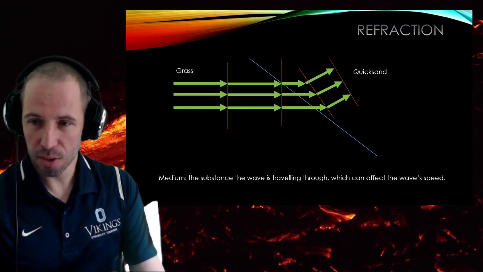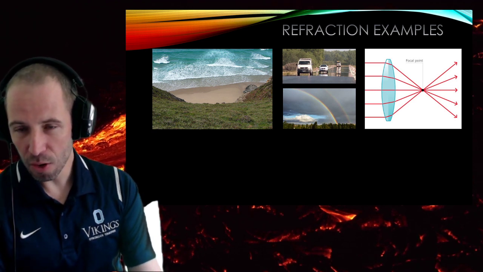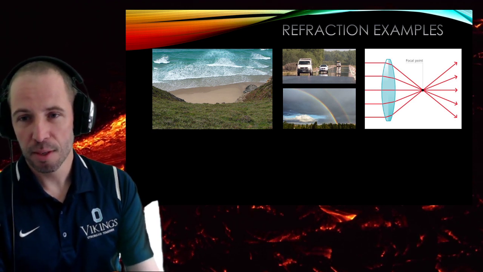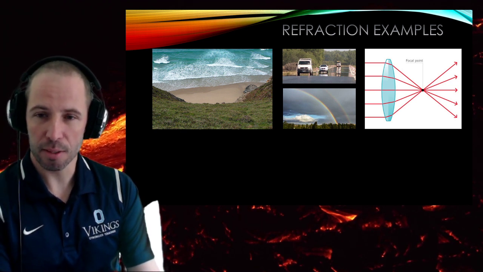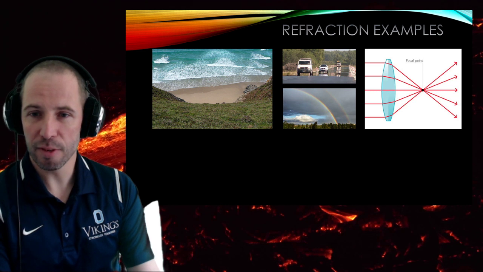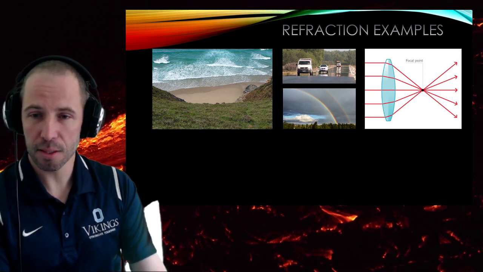Okay, cool. Let's go look at some examples of this. So first up, waves in the ocean could be going any which direction, but as they move towards shallower and shallower, basically move in towards the beach, the shallower depth is causing the waves to slow down.